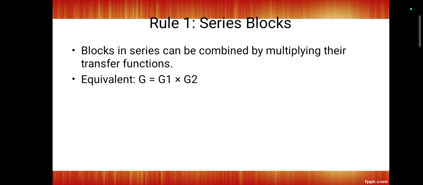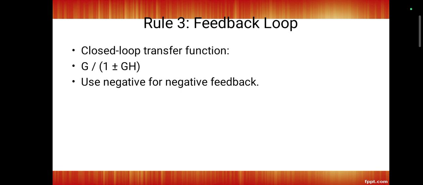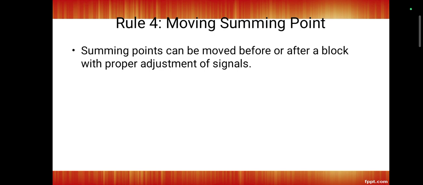Rule 1: when blocks are connected in series, the equivalent can be written as G equals G1 into G2. Rule 2: whenever the blocks are connected in parallel, the equivalent is G equals G1 plus G2. Now rule 3: whenever the blocks are connected in feedback, the closed loop transfer function is given by G divided by 1 plus or minus GH. This can be used for negative feedback or positive feedback.